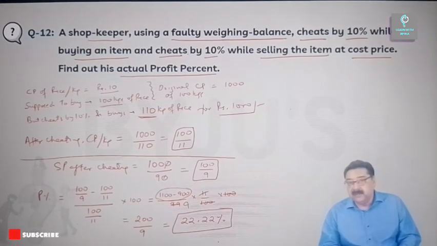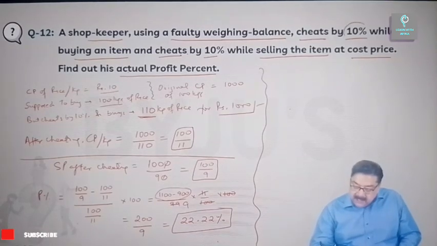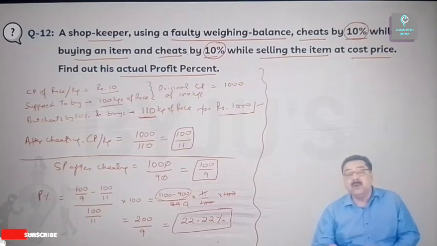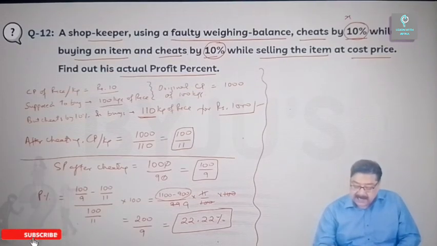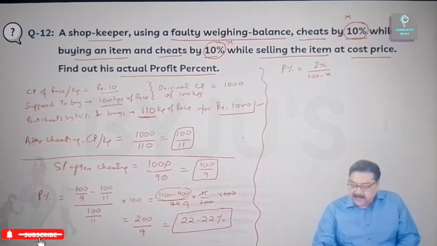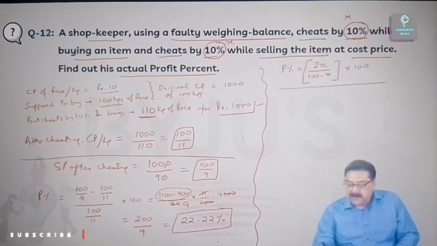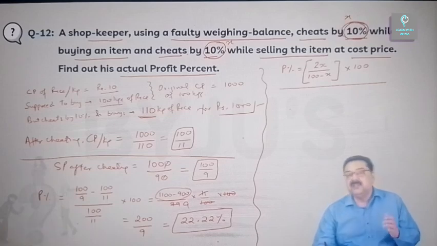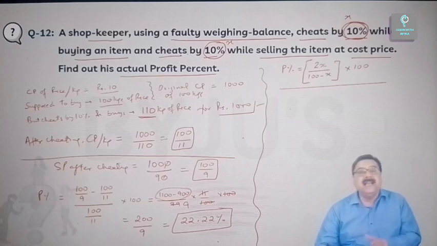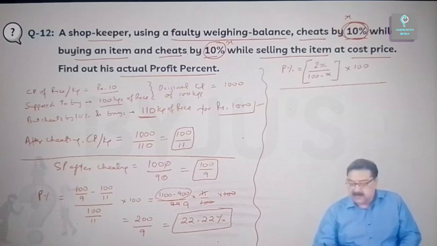as the actual profit. Now in case while buying the cheating is 10%, while selling also the cheating is 10%, these two amounts happen to be the same, that is, let us say X. Then you can find out the profit percent by saying this is 2X by (100 minus X) into 100. Now employing this formula, when we know that X percent is the cheating that happens while buying and X percent is the cheating while selling the item also. If this X happens to be the same, then use the formula 2X by (100 minus X) into 100.